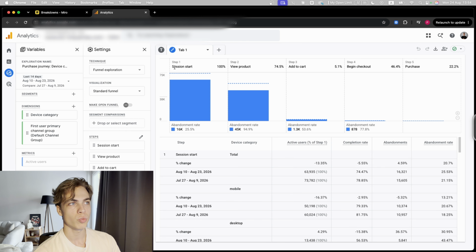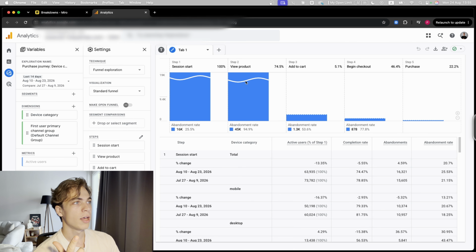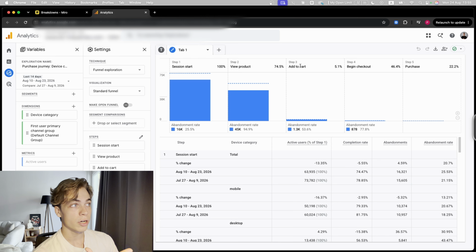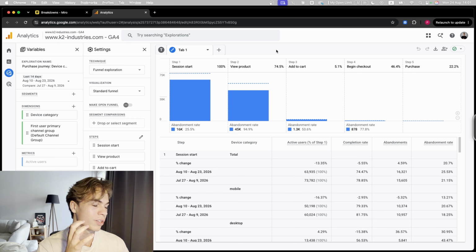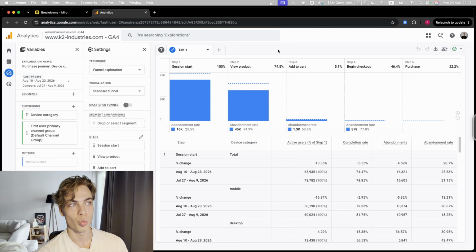And what does this mean? So for example, it's telling you how many people landed on your store, then how many people actually viewed your product, then how many people added to cart, how many begin the checkout, and how many purchased, right? My camera storage filled up, sorry for that, but as I was saying, you can basically see where there are holes in the funnel and where you should actually look more in depth as to what's going on, right? So for example, 5.1% added to cart, while 74% viewed a product. 46.4% of this begin checkout, and 22.2% purchased, right?